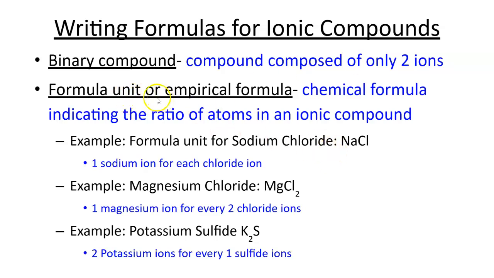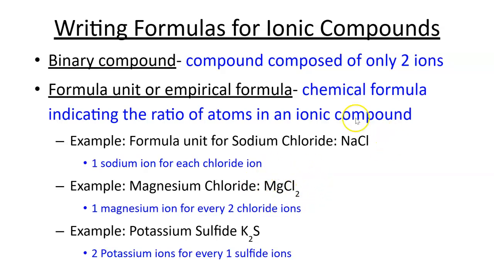The formula for an ionic compound is also called the formula unit or an empirical formula, and it indicates the ratio of the atoms in a compound. So for example, in NaCl, this means there's one sodium ion and one chloride ion. MgCl2 means there's one magnesium ion and two chloride ions. In potassium sulfide, there's two potassium ions and one sulfide ion.